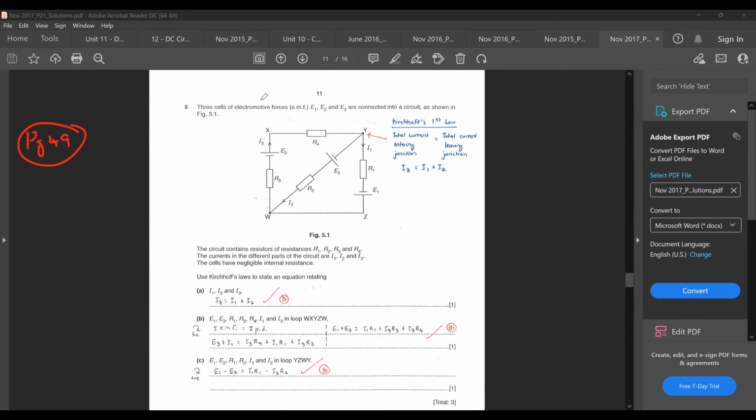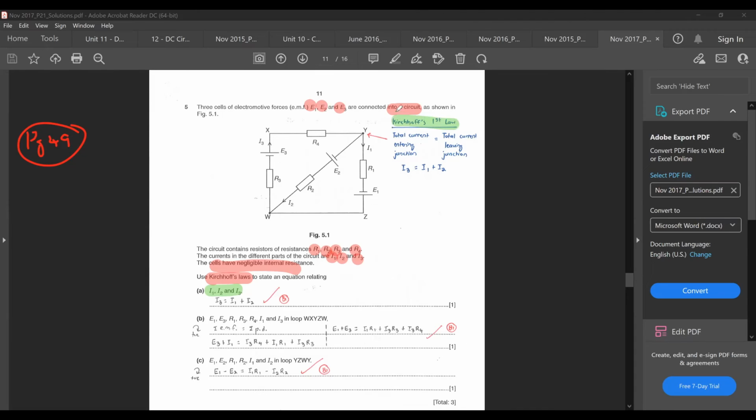Okay, so 3 cells of EMF E1, E2, E3 are connected into a circuit as shown. The circuit contains resistors of resistances R1, R2, R3, R4. Currents in different parts of the circuit are I1, I2, I3. The cells have negligible internal resistance. Use Kirchhoff's law to state the equation relating the currents I1, I2, I3. Okay, so when it just concerns the current, you can easily just use Kirchhoff's first law.